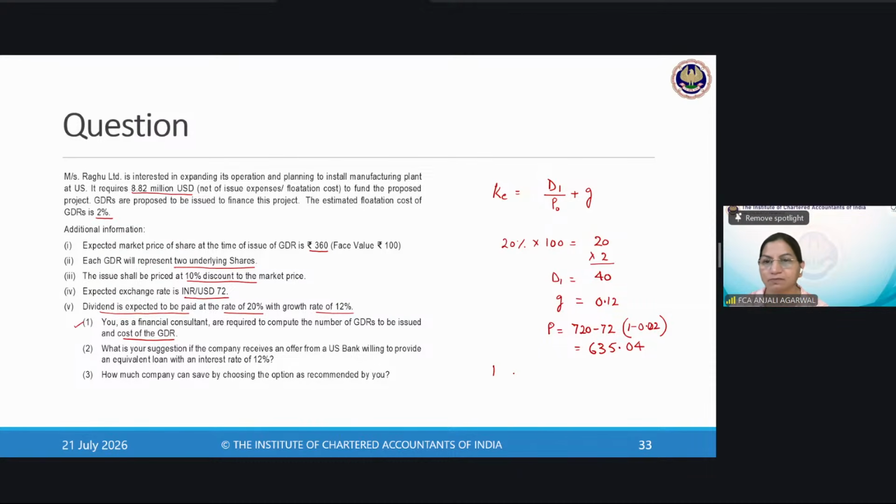So the cost becomes 40 divided by 635.04 plus 0.12. 40 divided by 635.04 makes it 0.0629. I'll round it off to 0.063 plus 0.12. Therefore, it becomes 0.183, or the cost becomes 18.30%.